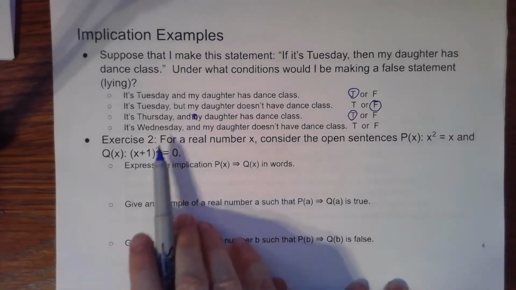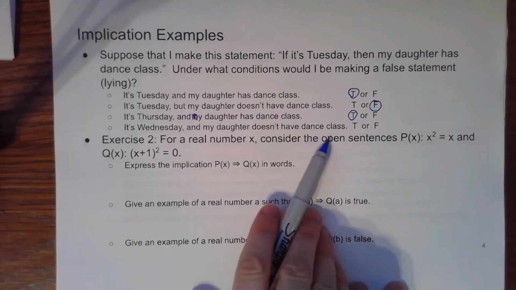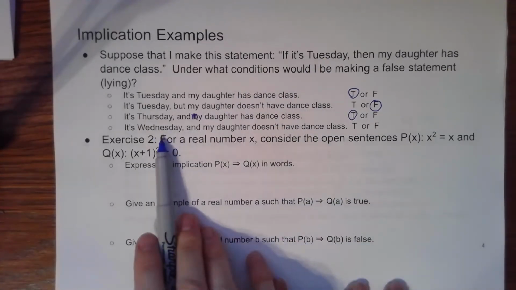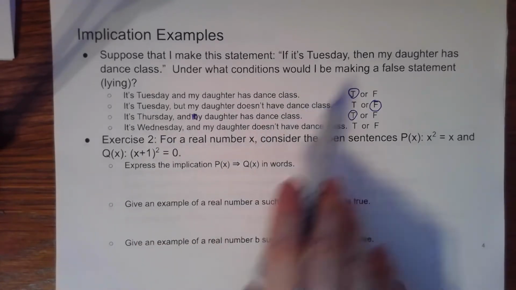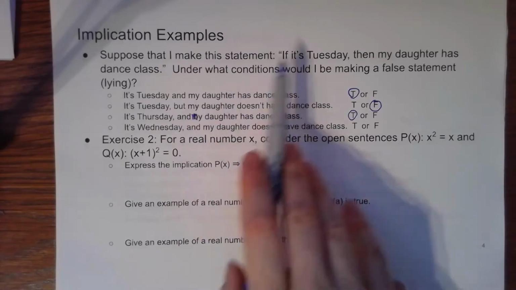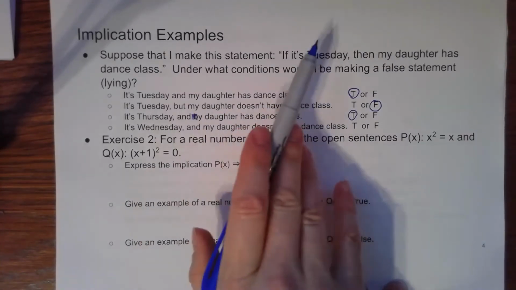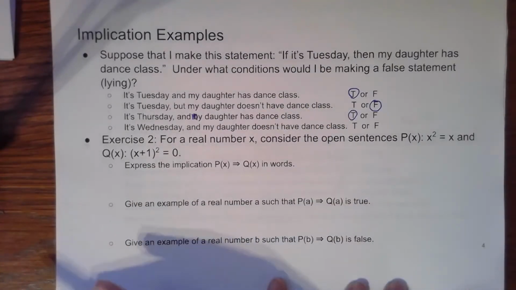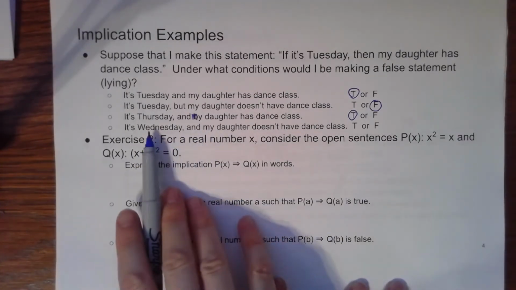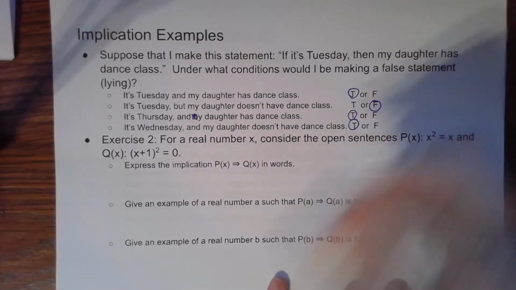Let's say it's Wednesday and my daughter doesn't have dance class. So I have got a false hypothesis because it's not Tuesday, it's Wednesday. I've also got a false conclusion because my daughter doesn't have dance class. Okay, but did I tell a lie up here? No, I didn't tell a lie. It's still a true statement. It's just that this doesn't really apply, right? So this is still a true statement that I made.